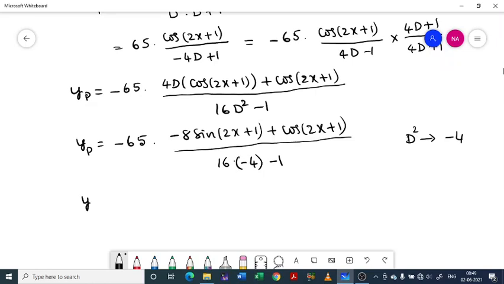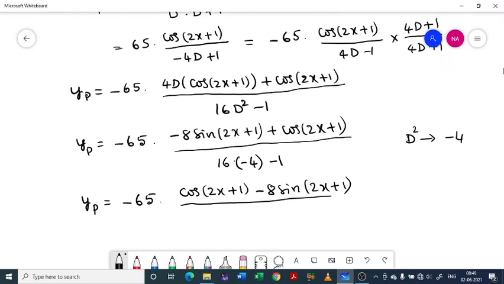So yp equals minus 65 times, let us write the positive term first, cos of 2x plus 1 minus 8 sin of 2x plus 1 divided by minus 16 into 4, that is minus 64, minus 1, that is minus 65. So that cancels with this. So you get cos of 2x plus 1 minus 8 sin of 2x plus 1.